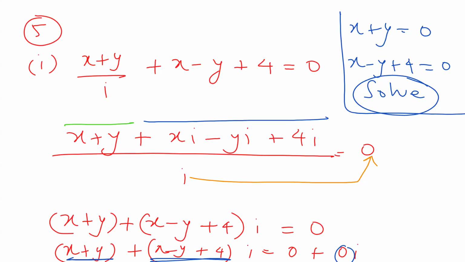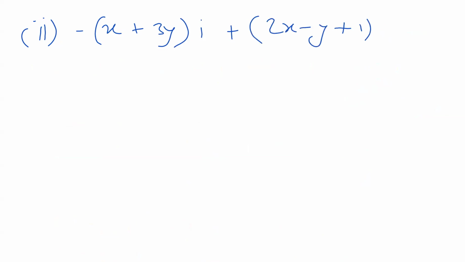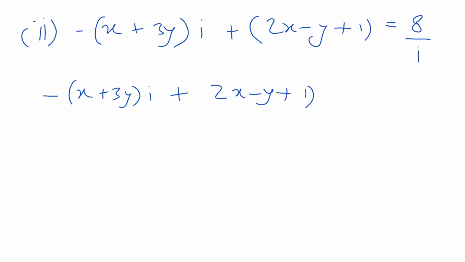Second sub question. Minus x plus 3y i, plus 2x minus 1 minus y plus 1, is equal to 8 upon i. So minus of x plus 3y i, plus 2x minus y plus 1, multiply and divide with i.